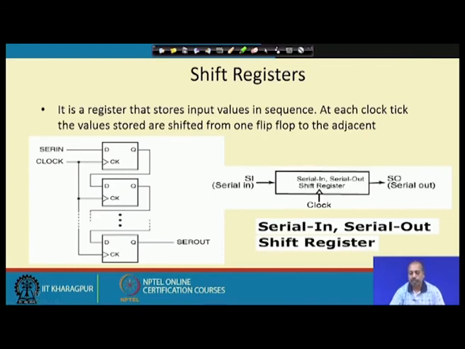So, this type of registers are known as serial input serial output shift registers, or SISO registers. And with each clock pulse, one bit of data is shifted from this SI input into the first flip flop, and 1 bit of data from the last flip flop is shifted out. So, this is the serial input serial output type of shift register structure.